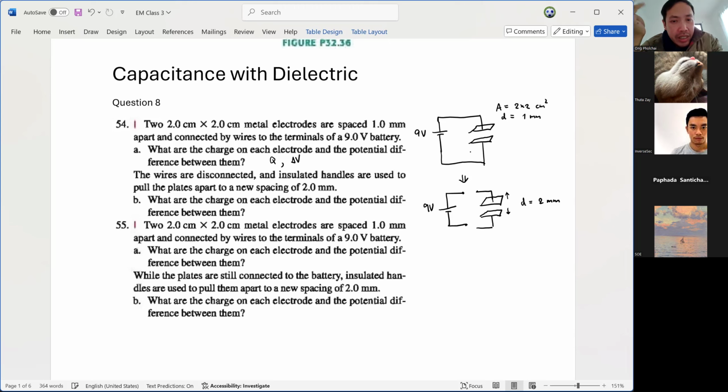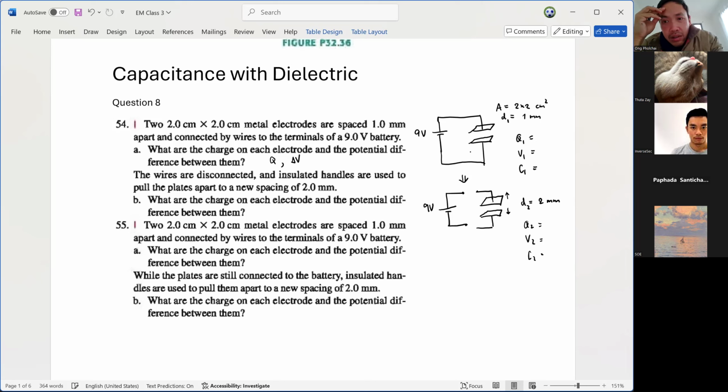Okay, so it increases. Now what is the charge? So maybe I call Q1 and Q2. So I call this D1 and D2. And before it's going to be Q1 and V1, right? It's going to be Q2, V2. And what else might change when you change the D? C1, right? And C2. Okay, let's look at this.